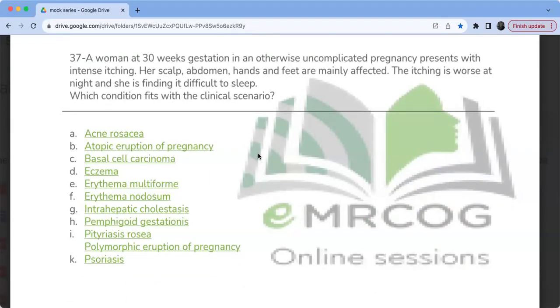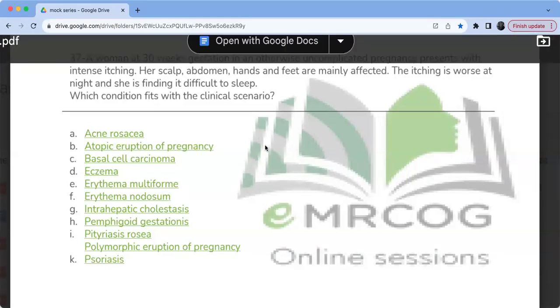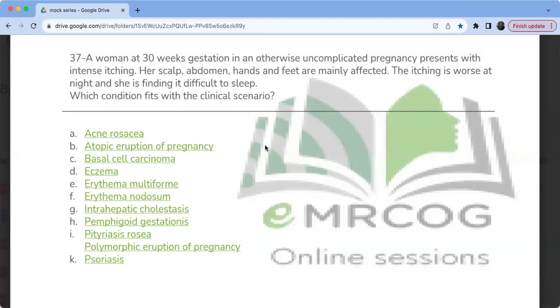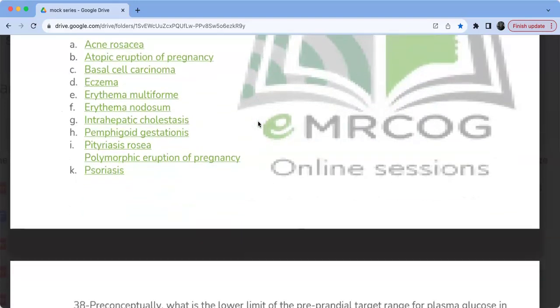A woman at 30 weeks of gestation in an otherwise uncomplicated pregnancy presents with intense itching. Her scalp, abdomen, hands, and feet are mainly affected. The itching is worse at night, and she's finding it difficult to sleep. Which condition fits with the clinical scenario? Which condition is that, my friend? This is the famous intrahepatic cholestasis. Yes, well done.